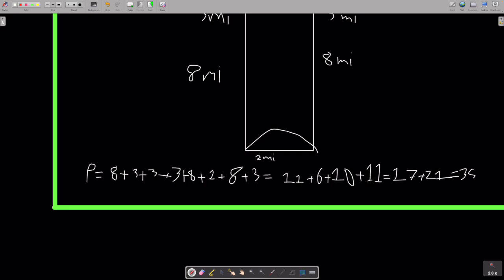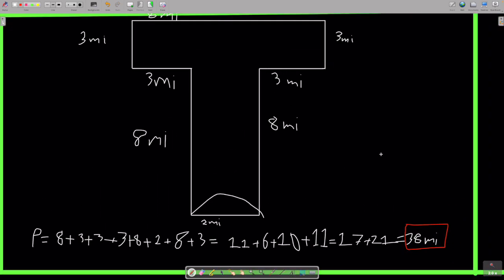And of course we have to add our unit, which is miles. It's written here on the sides. So we have 38 miles. That's the final answer. Let me highlight it. There we go. So the perimeter of this T is 38 miles.